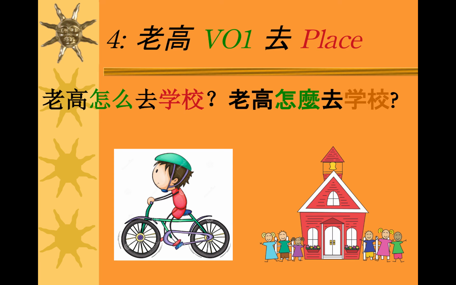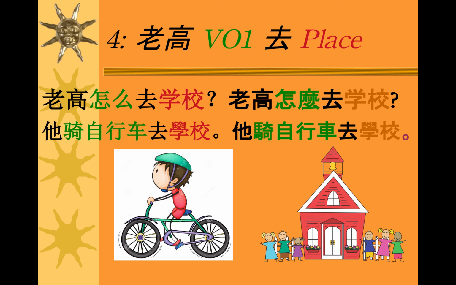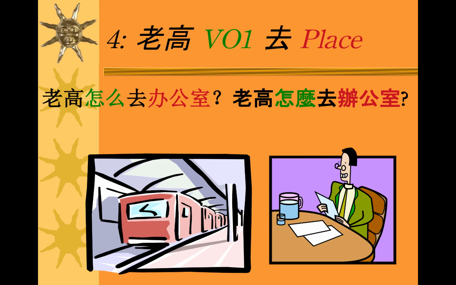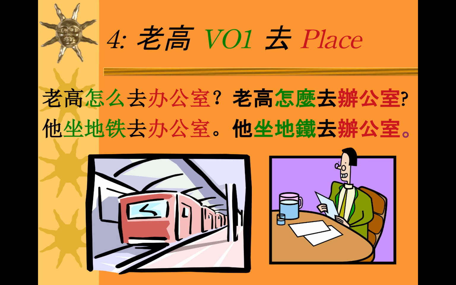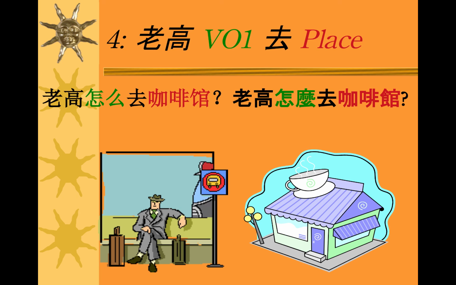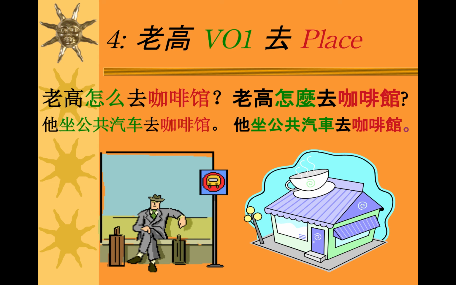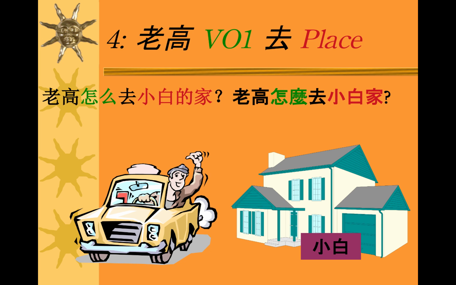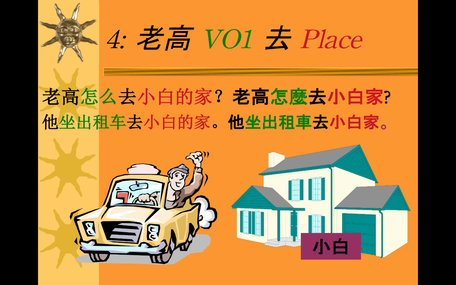老高怎么去学校? 他骑自行车去学校. 老高怎么去办公室? 他坐地铁去办公室. 老高怎么去咖啡馆? 他坐公共汽车去咖啡馆. 老高怎么去小白的家? 他坐出租汽车去小白的家.